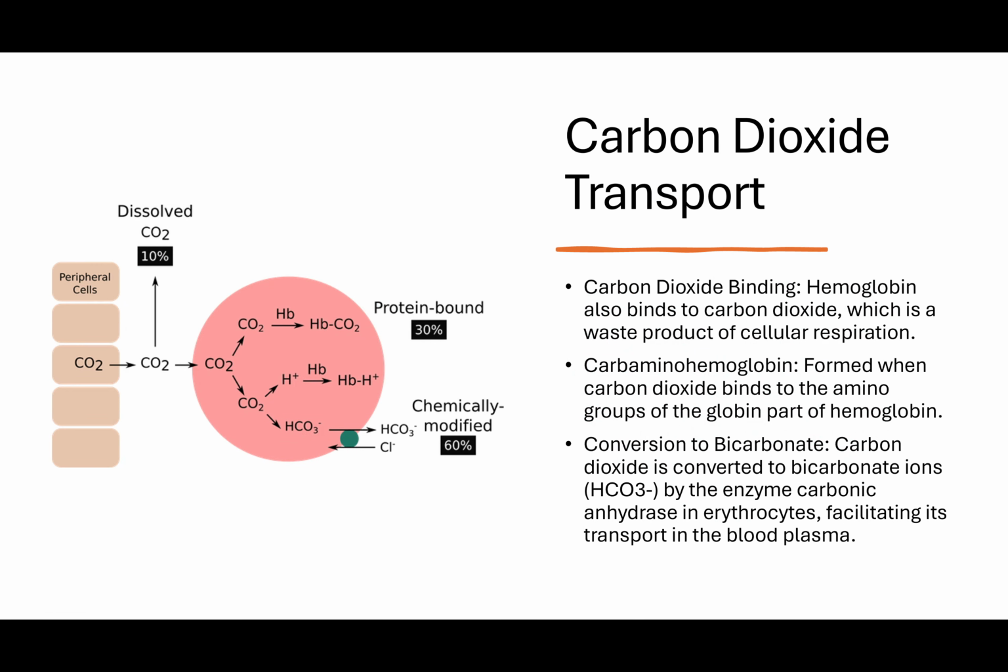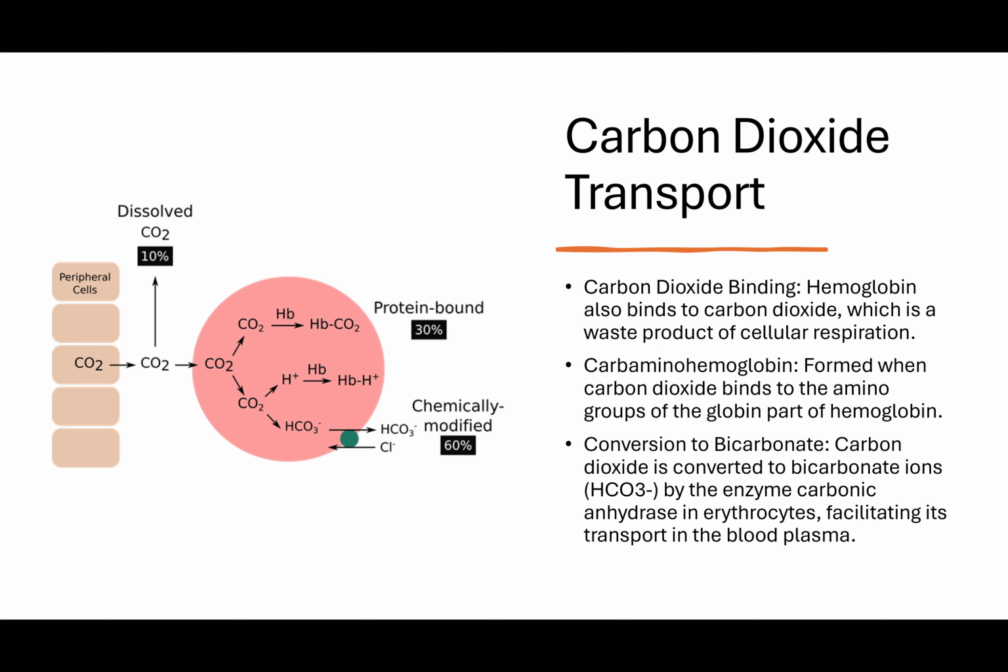So we have carbon dioxide transport as well. Carbon dioxide binds to hemoglobin in areas which have high cellular respiration rates, and carbon-amino hemoglobin is formed. So carbon dioxide binds an amino group in the globin part of the hemoglobin. It doesn't bind to the iron per se, but in the globin part, so part of the protein. So that's why it's carbon-amino hemoglobin.